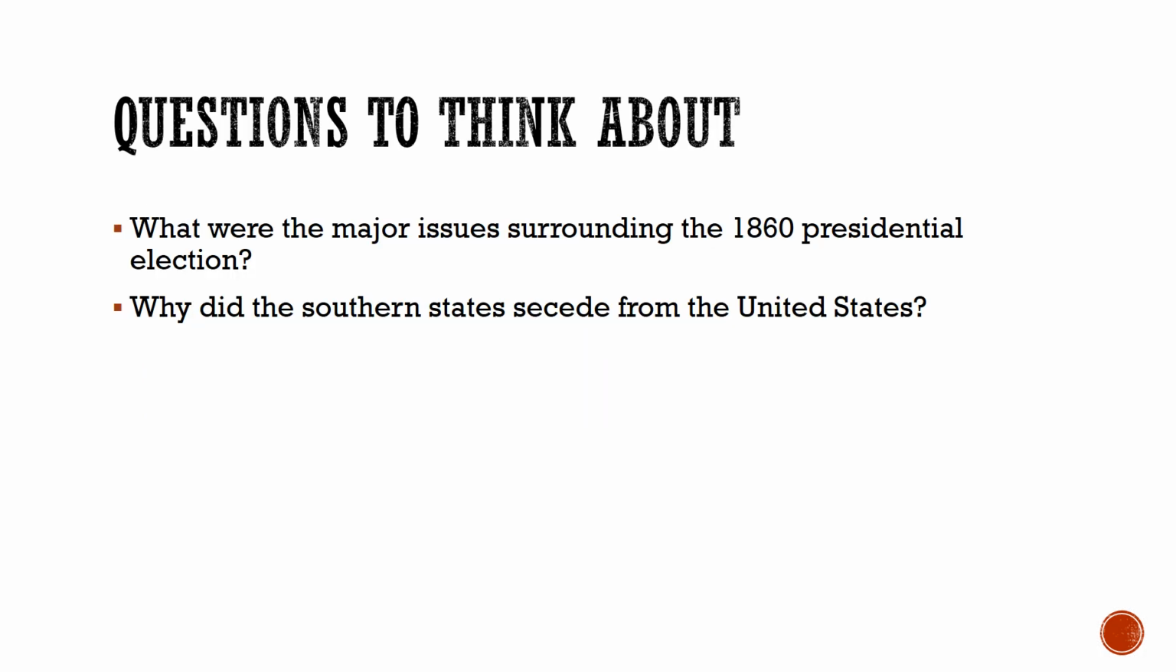So coming back to our questions to think about, what were the major issues surrounding the 1860 presidential election? Slavery, and the fact that there was a fear by Southerners that Abraham Lincoln was going to abolish slavery, even though he personally believed that the president didn't have the constitutional power to do that. And then finally, why did the Southern states secede from the Union? They wanted to preserve the institution of slavery, and that is why they seceded.